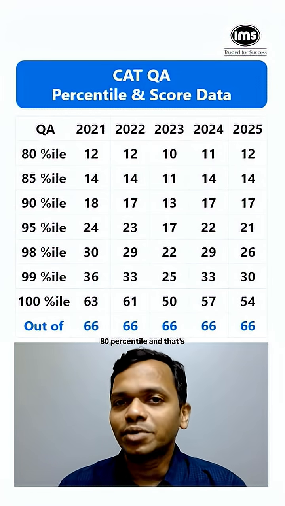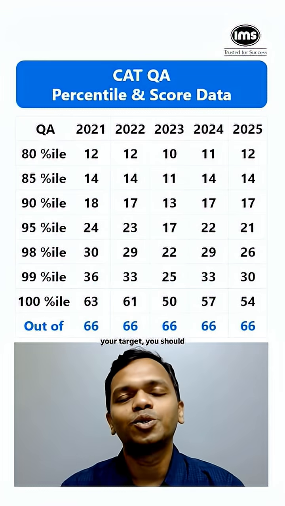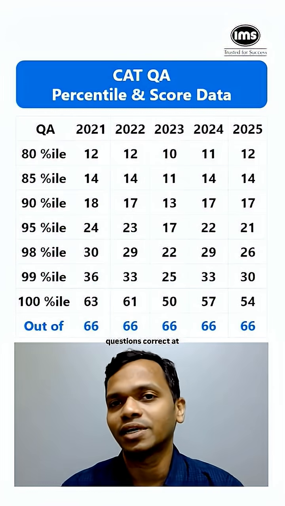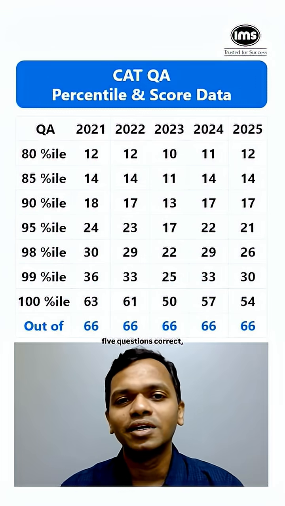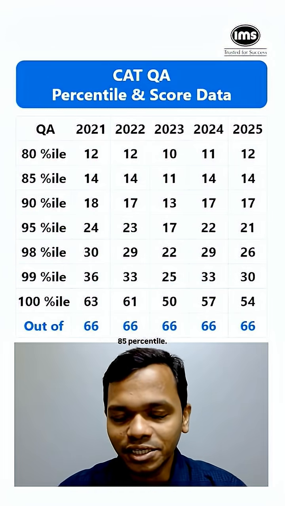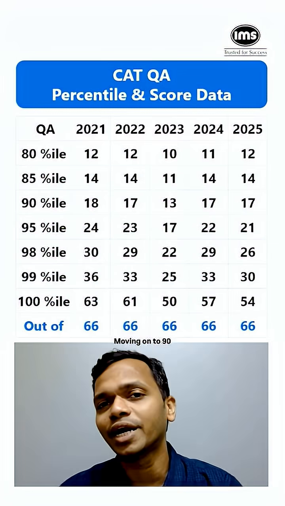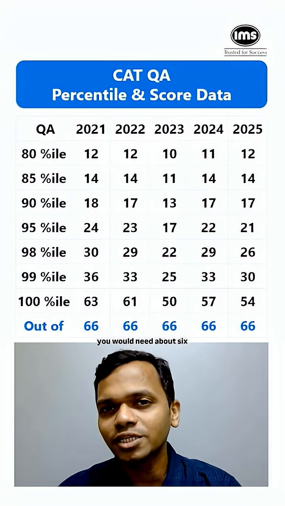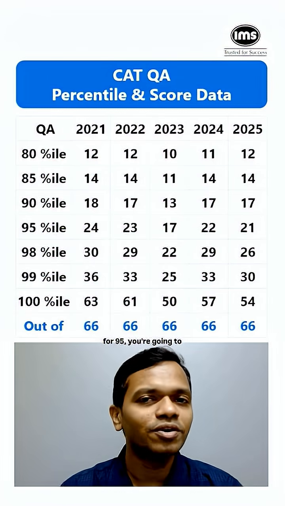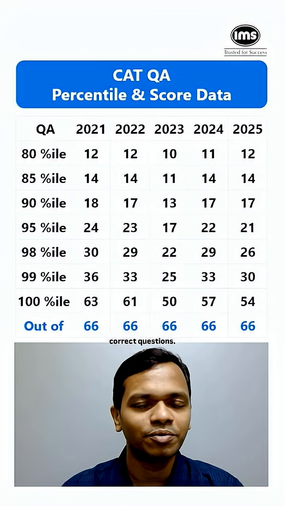So if you look at 80 percentile and that's your target, you should be aiming for 4 questions correct at least. If you can add one more question and get 5 questions correct, that might take you to 85 percentile. Moving on to 90 percentile. To get to a 90 percentile, you would need about 6 correct questions, and for 95, you're going to need 7 to 8 correct questions.